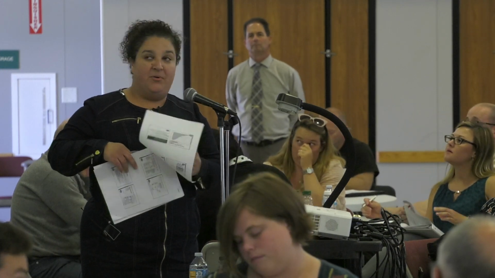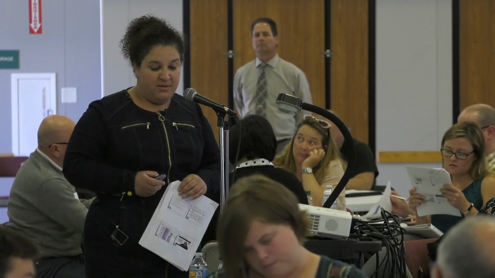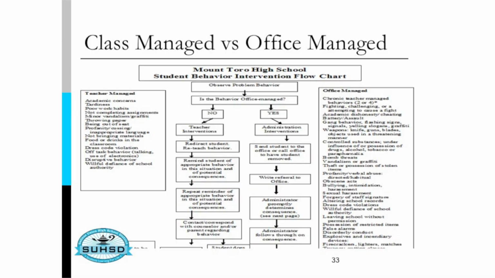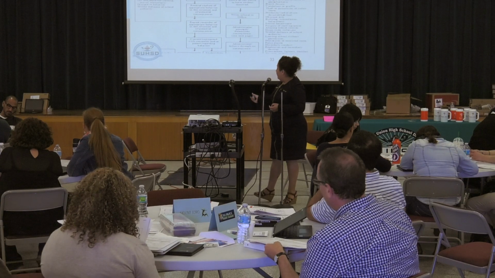This is an example, I think it was Mount Toro's, of what they called class managed versus office managed. There's a whole flow chart of what's minor and what's major. These systems were created by the school sites. They would put something together, then come back together and hash it out with their teachers, and everyone would come to agreements, and then they move forward.